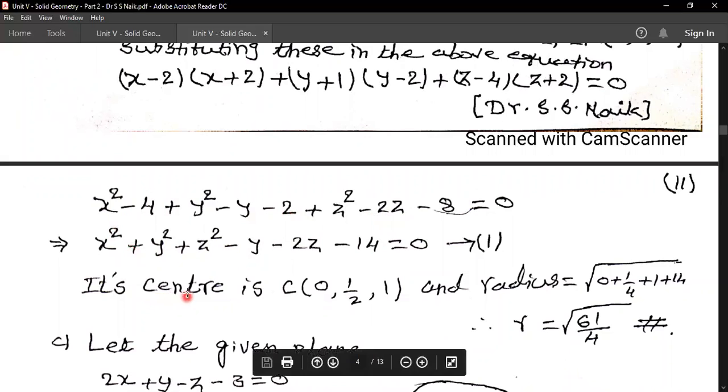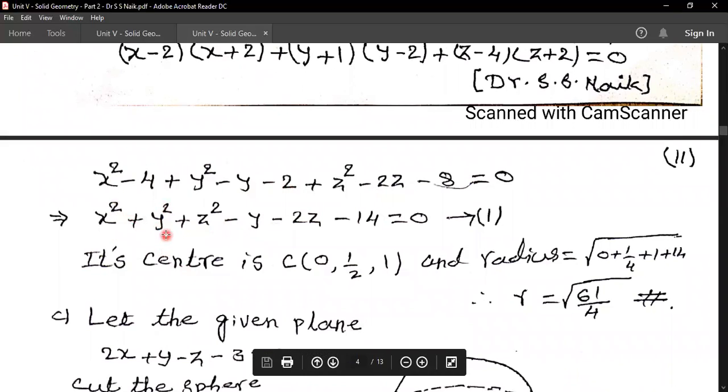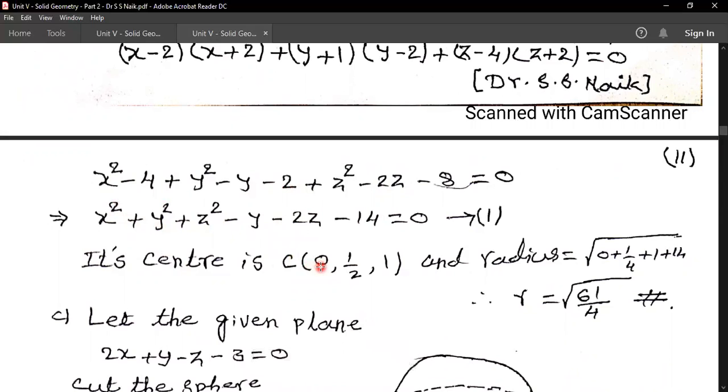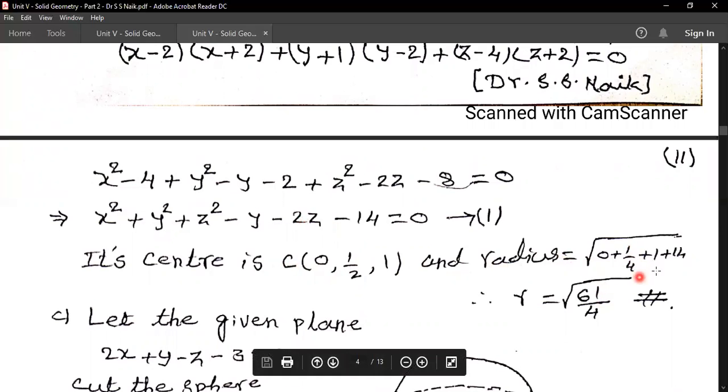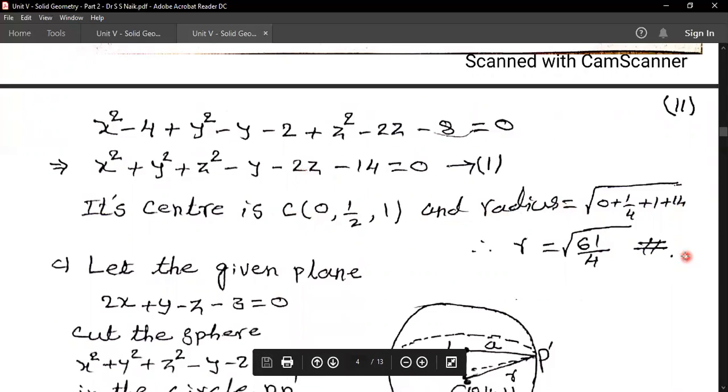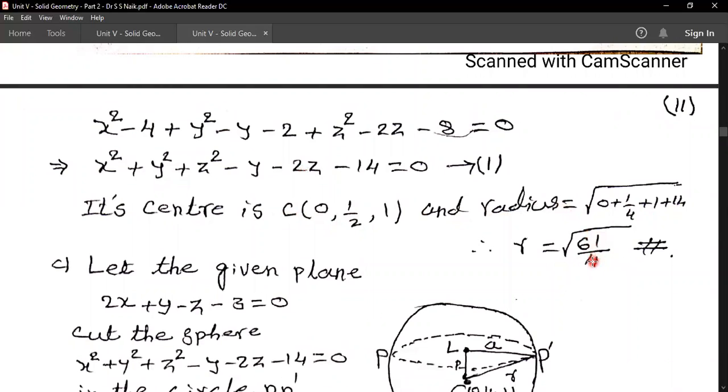Then the last one, the center of this is given by minus half of the coefficient of x. There is no coefficient of x, so the center becomes 0, then minus half of the coefficient of y, that is plus half, and minus half of the coefficient of z, that is 1. And this becomes the center of this sphere, and the radius of this is given by square root of 1 by 4 plus 1 plus 14, that is equal to under root of 61 upon 4. So the center and radius of this diametric form of a sphere are known to you.